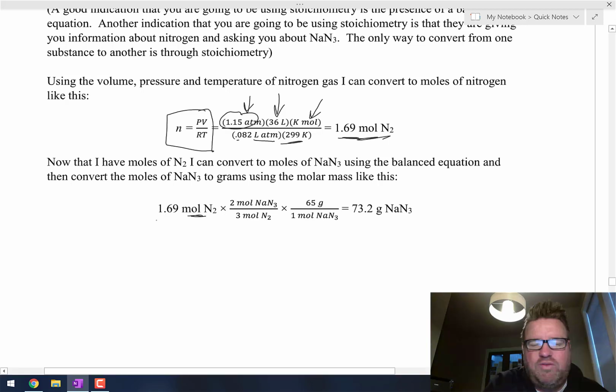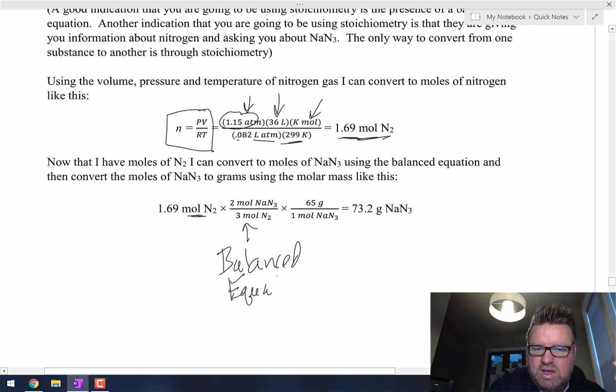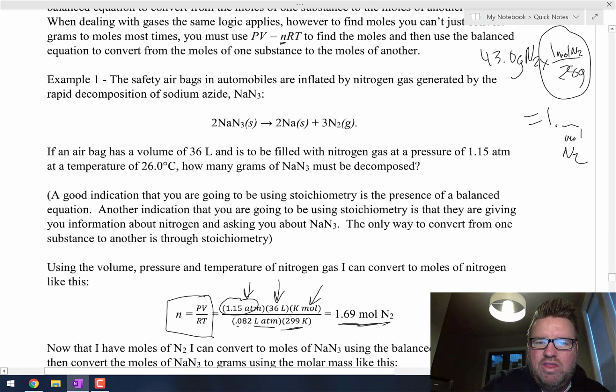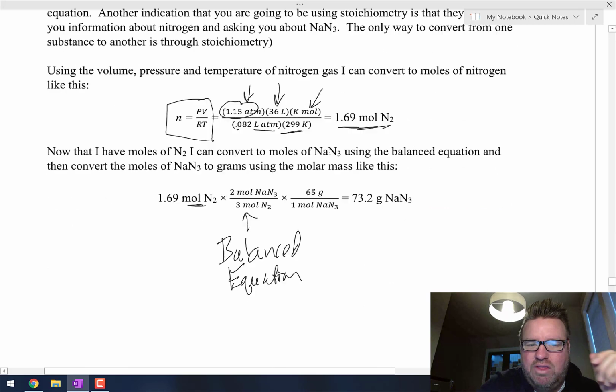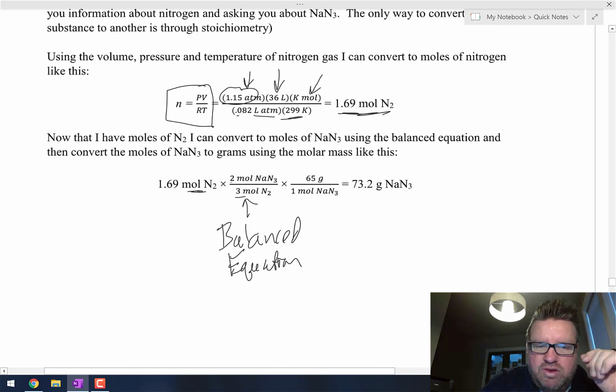So just like if we had converted our grams to moles, we now have moles. So now what am I using here? Obviously, to do stoichiometry, I'm using the balanced equation, and I'm going from moles of N2 to moles of NaN3. So 3 moles of N2 to 2 moles of NaN3. So there's my 3 and 2 there.